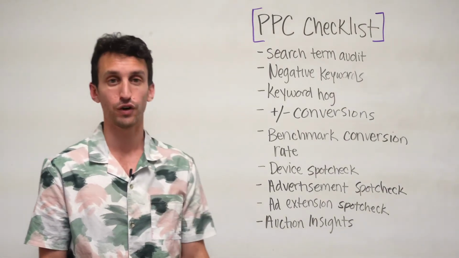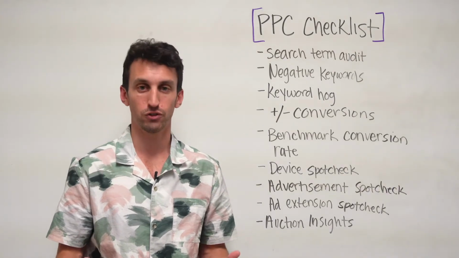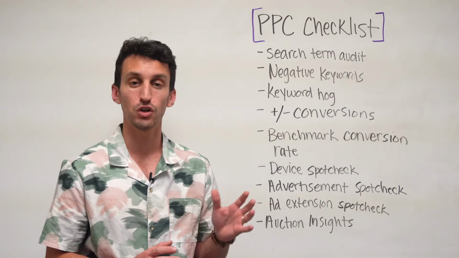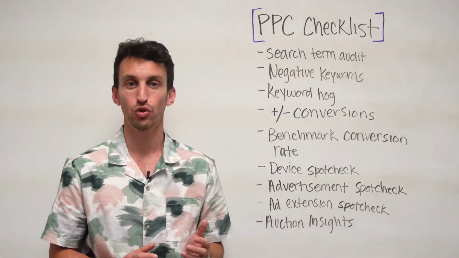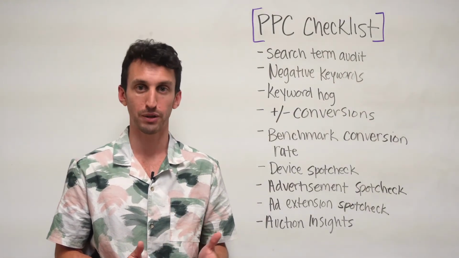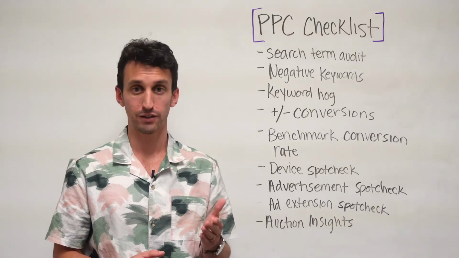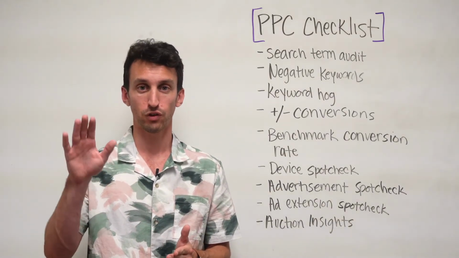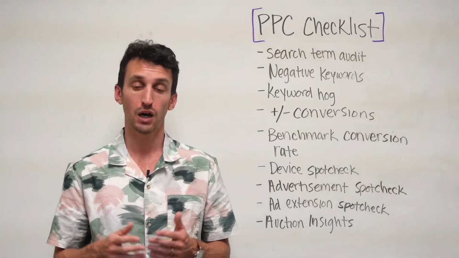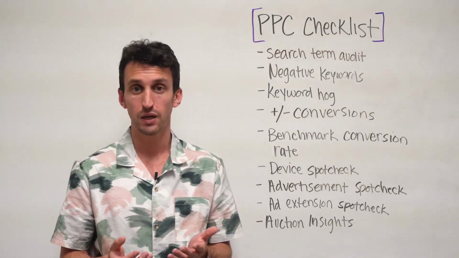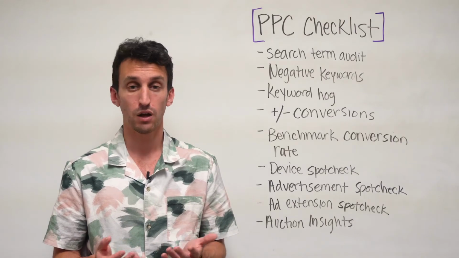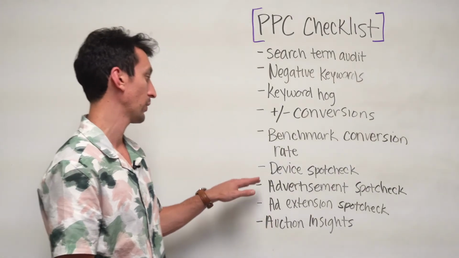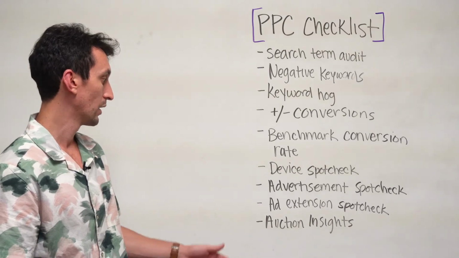The next one is device spot check. Everybody now is searching on mobile, no surprise there. You will be amazed if you go into devices within Google Ads just how many searches take place on mobile. A lot of times we look at the breakdown, but we also look at the conversions based off of desktop, mobile, and tablet. A lot of times we might see that mobile has a lower conversion rate percentage, so we lower the bid on mobile. So you definitely want to be doing the device spot check.